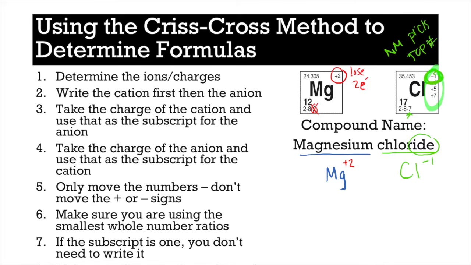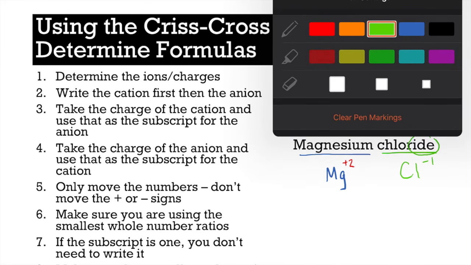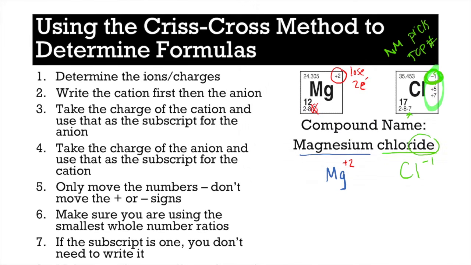So next step we're going to do is the crisscross method. So with that, we're going to take this number, just the number 2 for magnesium, and bring it down. It's going to be the subscript for chlorine. Now, this number right here, the charge for chlorine, and again, we're just bringing the number, is going to go down to be the subscript for magnesium. So here, you're just moving the numbers. You're not moving the actual plus or minus.